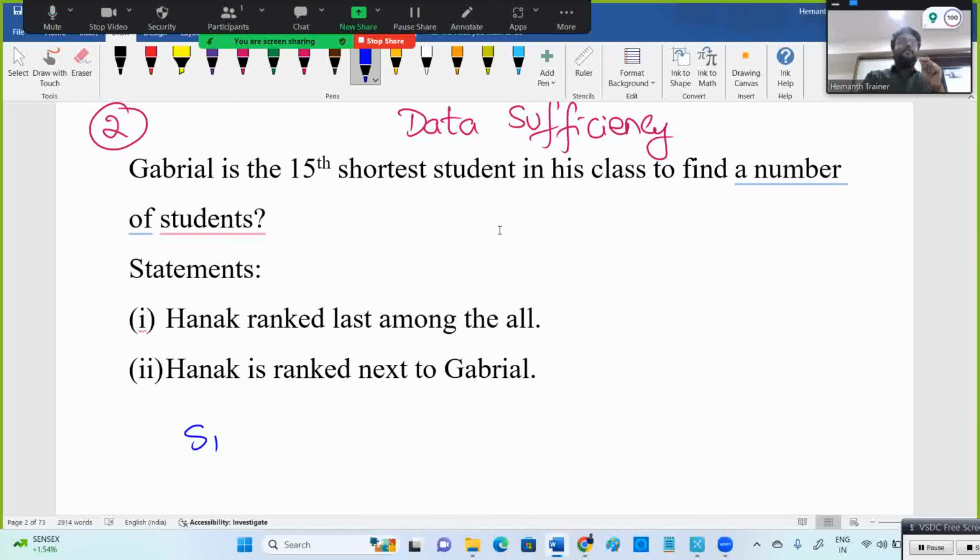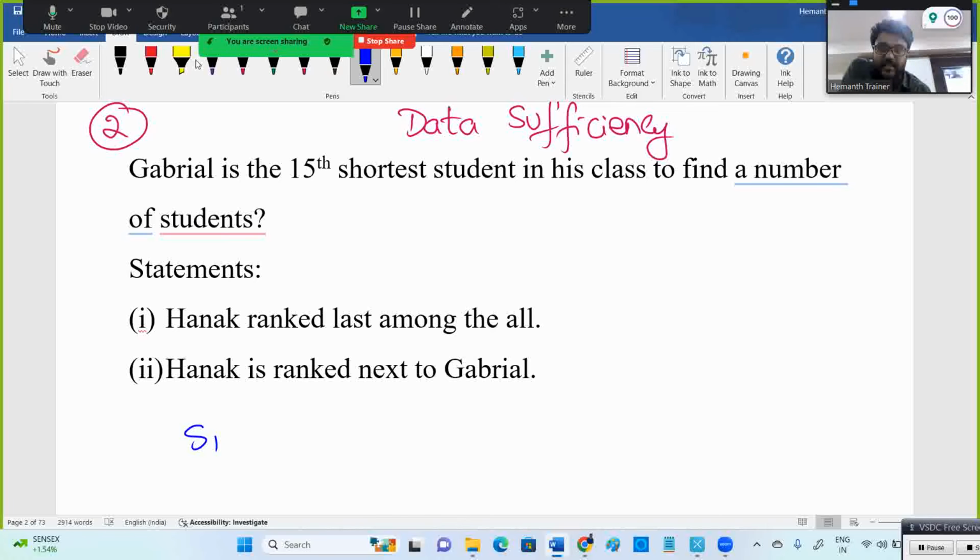And similarly, if you want to know, maybe from the first person, what is my rank, and from the last person, what is my rank, if I know, then I can decide the total. But here I have to know about Gabriel's position. From shortest I know. From tallest, if I know which position, then I can decide what is the total.